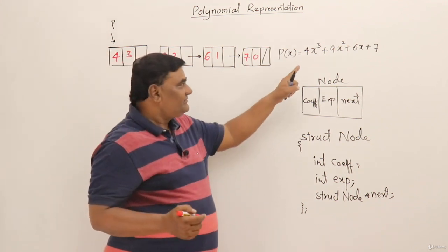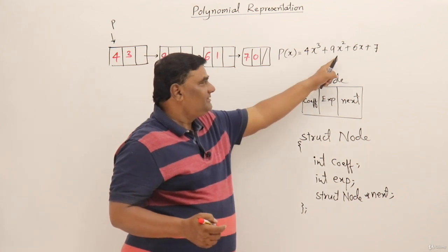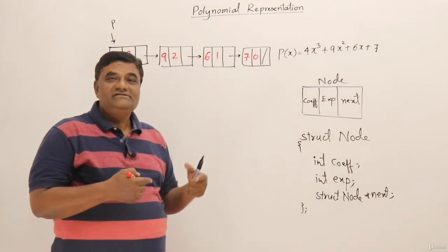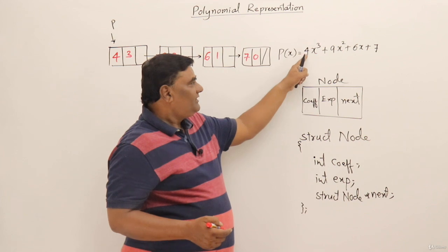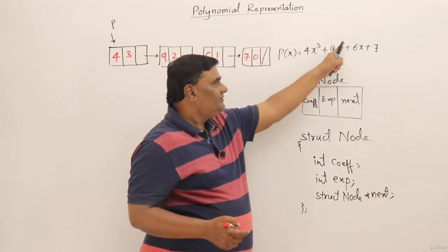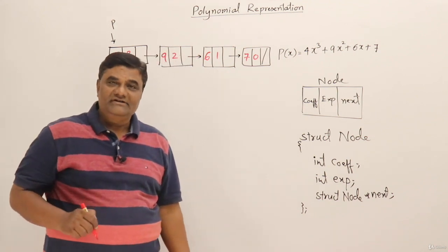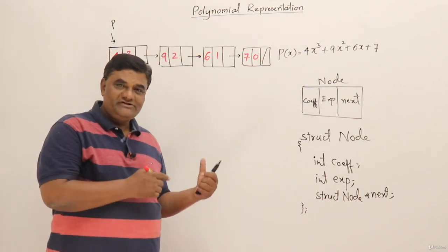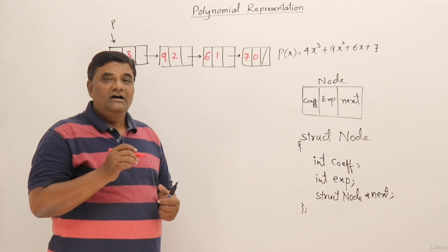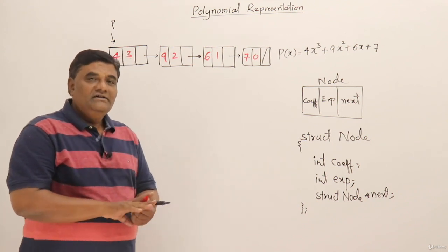If suppose x is 1, then this will be 4 plus 9 plus 6 plus 7. If x is 2, then it will be 4 into 2 cube plus 9 into 2 square plus 6 into 2 plus 7. That's how I have to evaluate this one. I will show you the procedure and also write a function for how to evaluate this one.